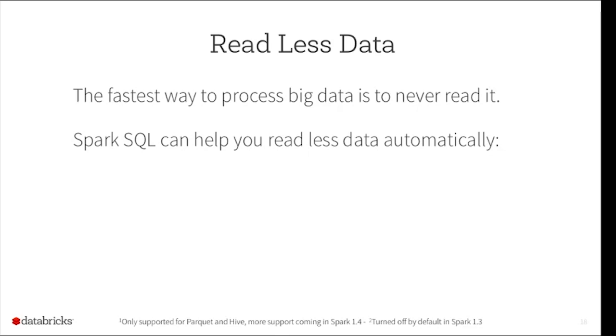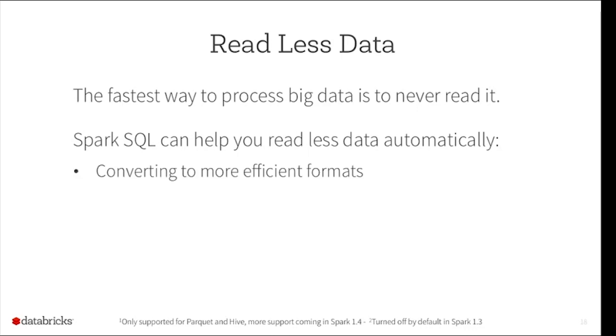But really, a trick when you want to do really fast big data processing is to skip over data that you actually don't care about at all. So the fastest way to do big data processing is to just never read the data at all. And Spark SQL can help you do this in quite a few ways using a bunch of optimizations that we've built into the system.